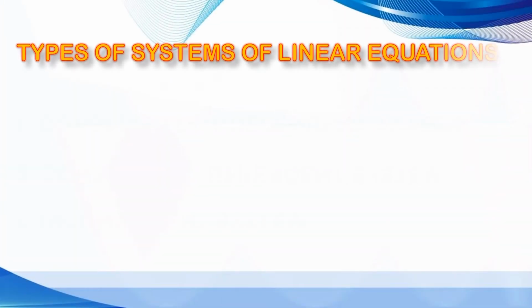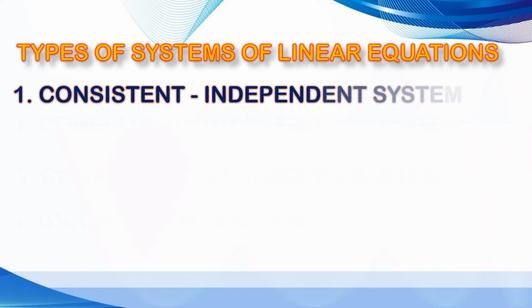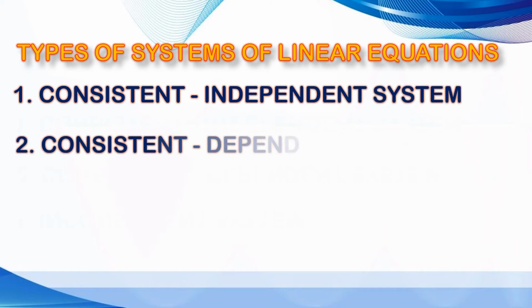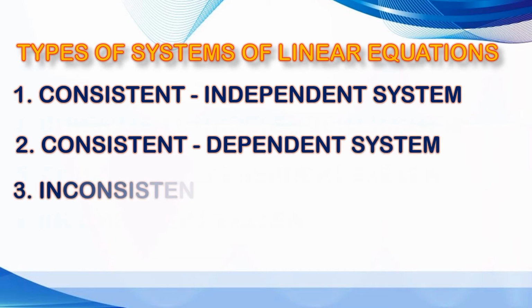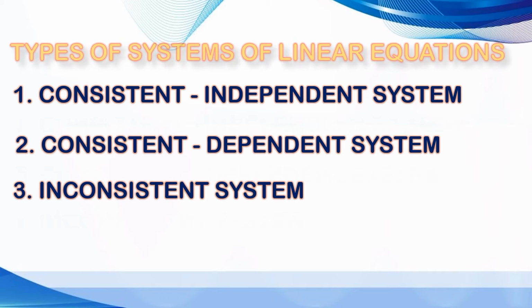Generally, there are three types of systems of linear equations. First, we have the consistent independent system. Second, the consistent dependent system. And third, the inconsistent system. All these three types of systems of linear equations can be described using their slopes, the y-intercepts, the kind of lines formed, and the number of solutions.